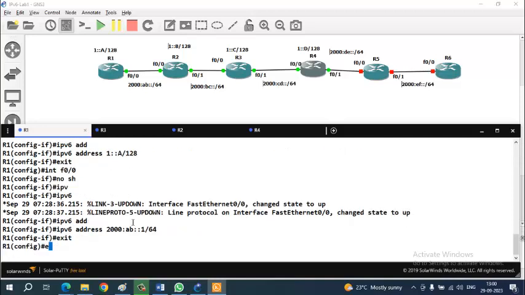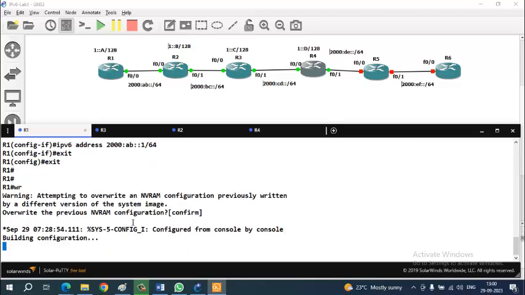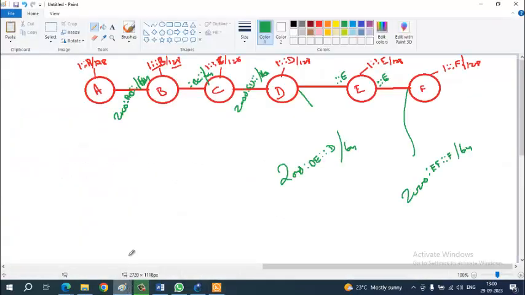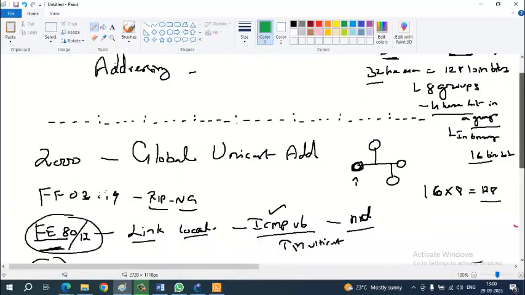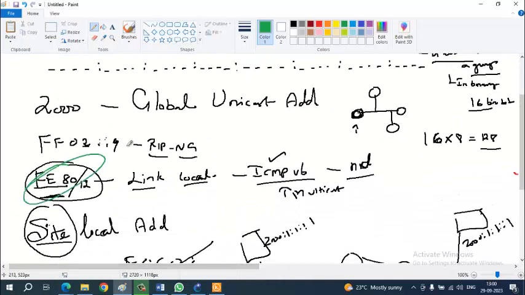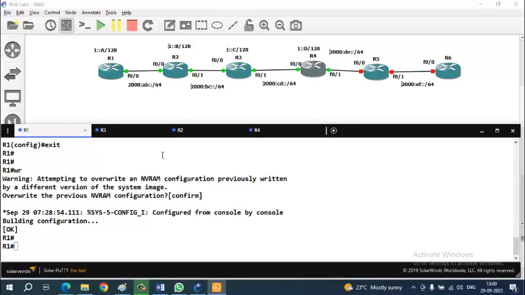Now if you check now, there will be two more addresses dynamically generated and assigned. One on the loopback, another one on the fast Ethernet. That is the link local address. I told you link local address will always start with FE80. We no need to configure this, but it doesn't mean that you cannot configure. You no need to configure because it is going to be dynamically generated and given to you.